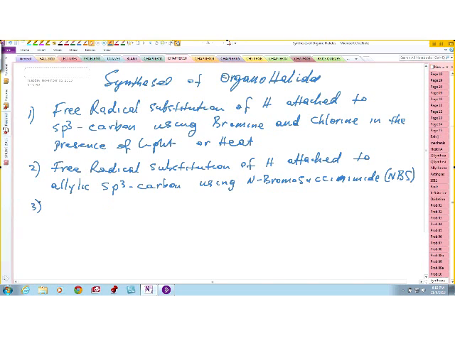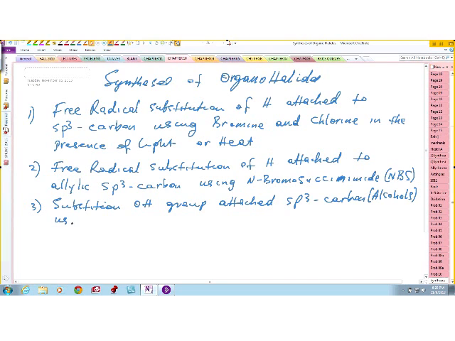Method number 3. Substitution of OH group attached to sp3 carbon, using, let me put parentheses here, that should be alcohol. OH group attached to sp3 carbon, that would be an alcohol.